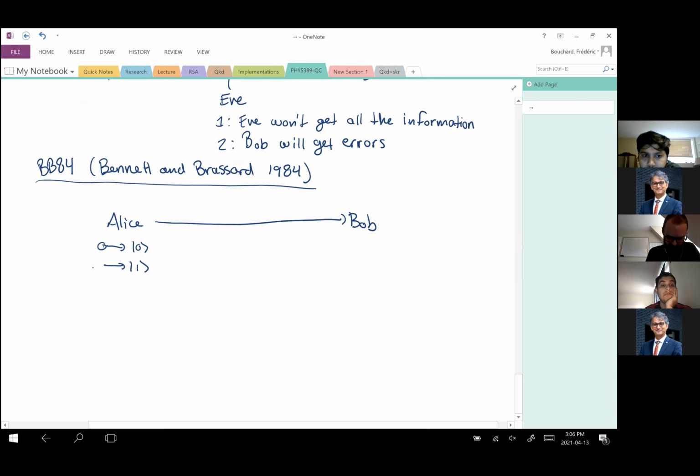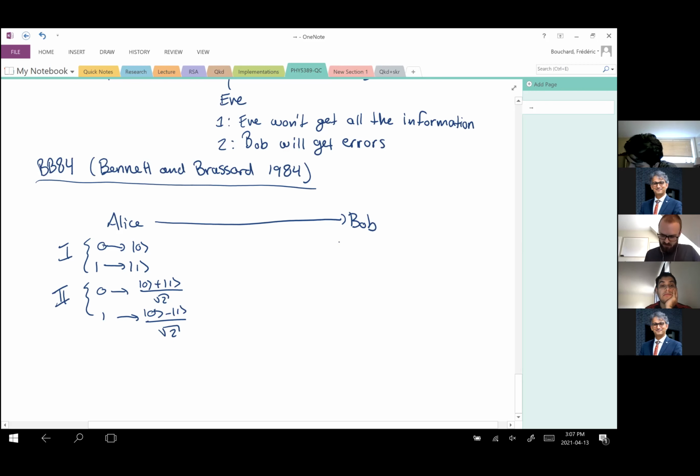There's going to be a first basis where Alice will generate a random key. This will be used for the one-time pad. And then if she gets a 0, she'll encode a state ket 0. If she gets a 1, she'll encode the state 1. Then you also want to do this in a different basis, the second basis, where 0 will go to the state 0 plus 1, and 1 will go to the state 0 minus 1.